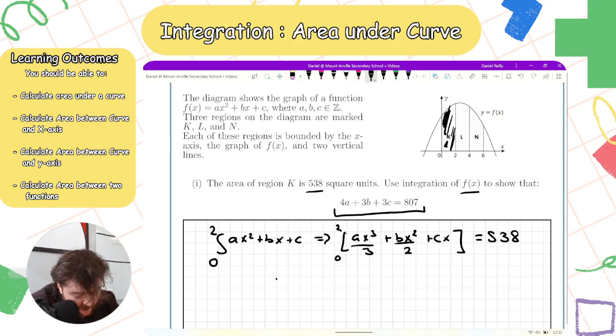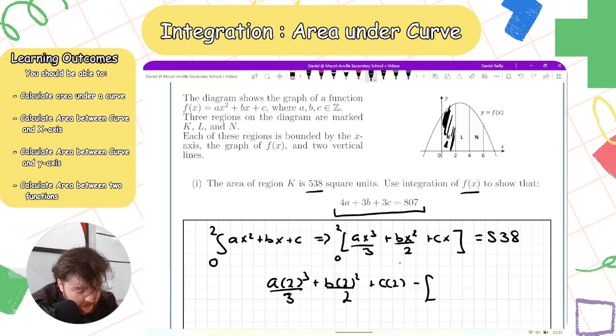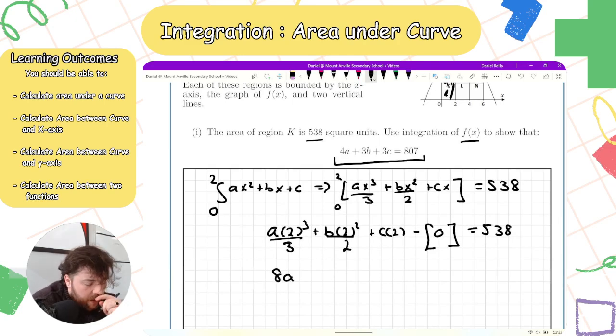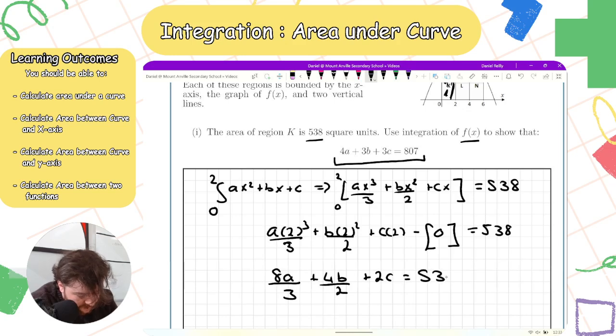So evaluate it here. I have a times 2 cubed over 3, plus b times 2 squared all over 2, plus c times 2. And then minus 0, whatever, sub in 0 here, that'll go to 0, that'll go to 0, that'll go to 0. So I'm just subtracting 0 here, is equal to 538. Right, so 8a over 3 plus 4b over 2 plus 2c is equal to 538.